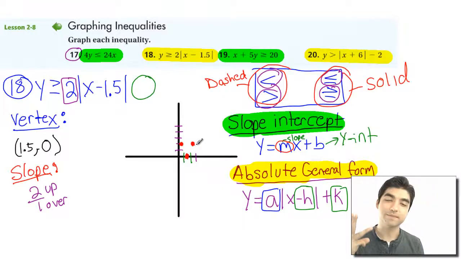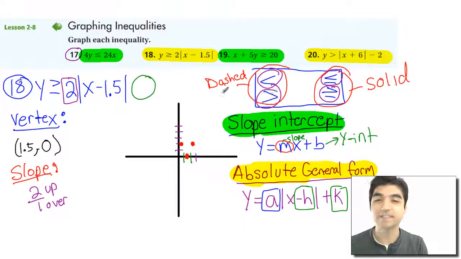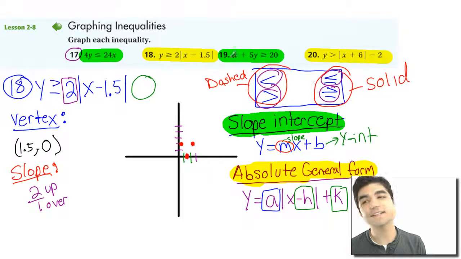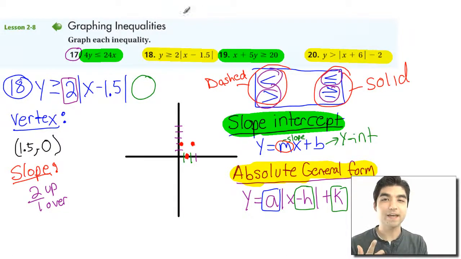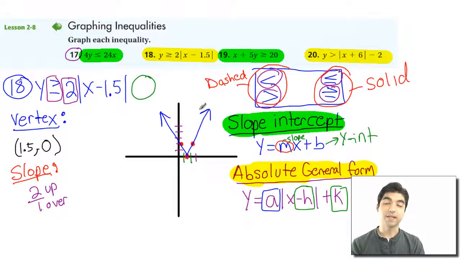Now the third step, listen to this, is we just need to figure out if it's dashed or solid. From the previous question, we know that less than or greater than is the dashed lines, and less than or equal to or greater than or equal to is the solid. So in our case, what do we have? Look at our problem. It is a greater than or equal to. So this is going to be a solid line going through these dots here. Okay, awesome. So we have our graph.